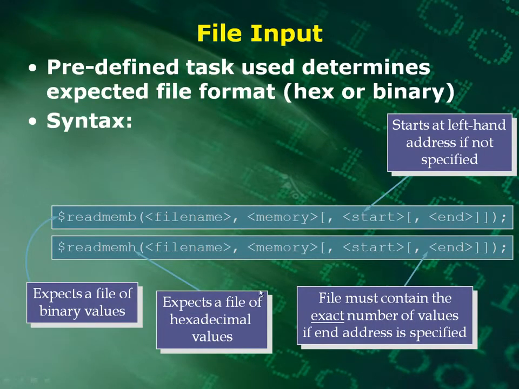So how do we pull this file input in? Well, there's two predefined tasks called readmemb and readmemh. One's for reading binary values in, the other's for reading hexadecimal values in. So it's going to expect either binary or hexadecimal depending on which one of these you use. So now you have the format. The syntax is you have a file name, and you have the memory of where you're going to put all these values, and then optionally you can have a start, and then optionally you can have an end.